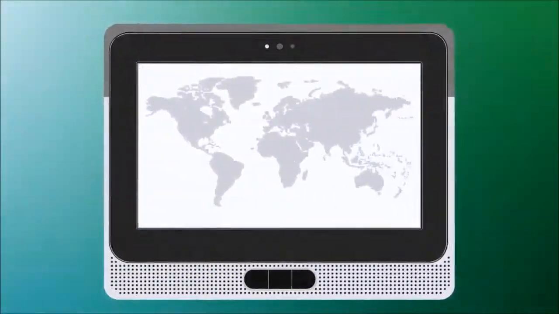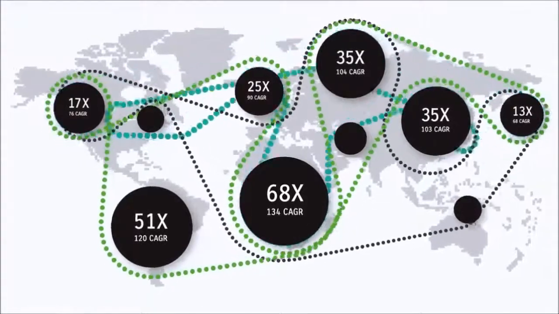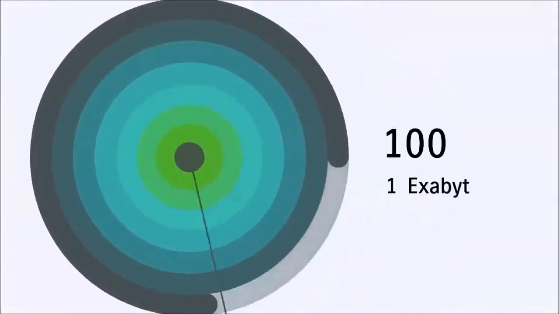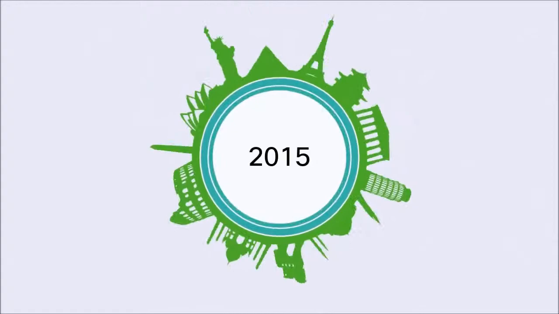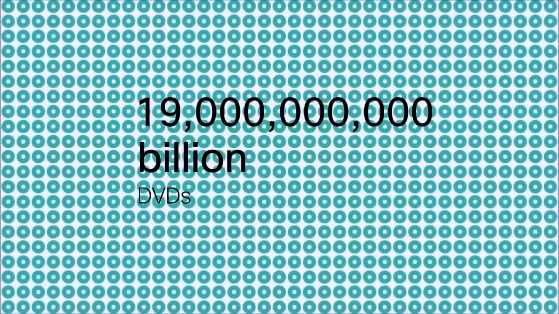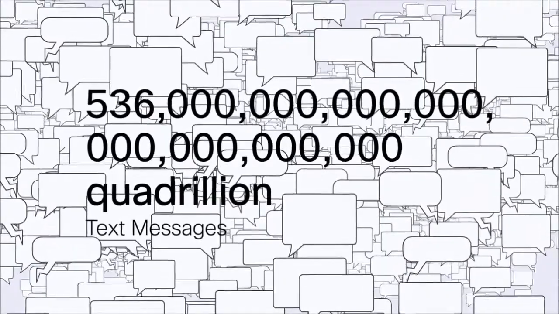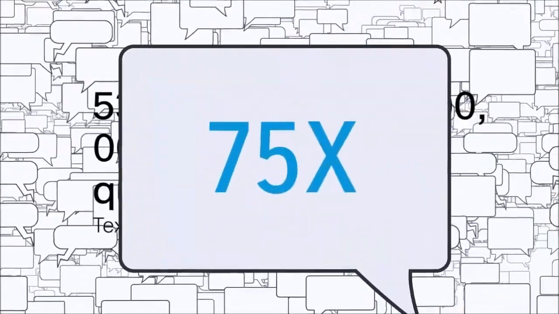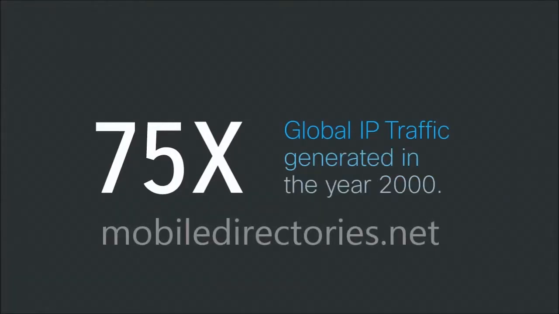More users, enhanced devices, accelerated speeds, and the tremendous growth in video means more mobile data traffic. Exabytes of traffic. 1 exabyte equals 1 trillion megabytes. By 2015, annual mobile data traffic will reach 75 exabytes, the equivalent of 19 billion DVDs or 536 quadrillion text messages. That's 75 times the amount of total global IP traffic generated in the year 2000.